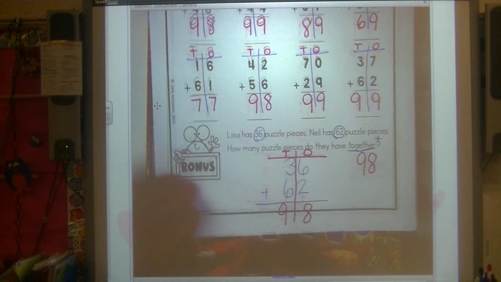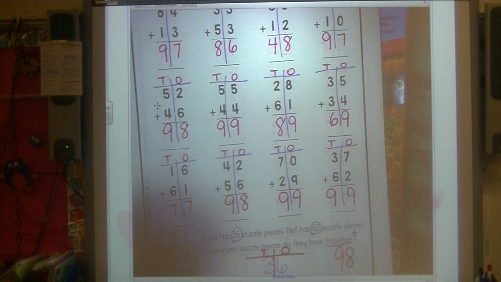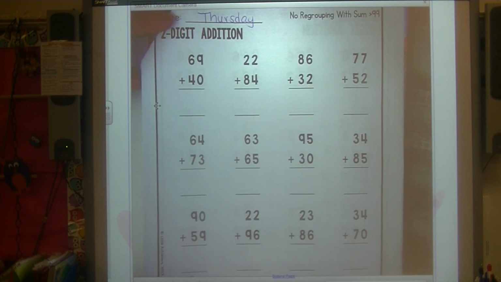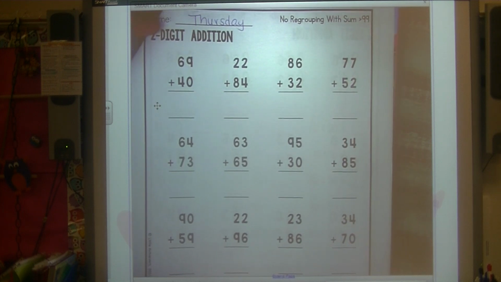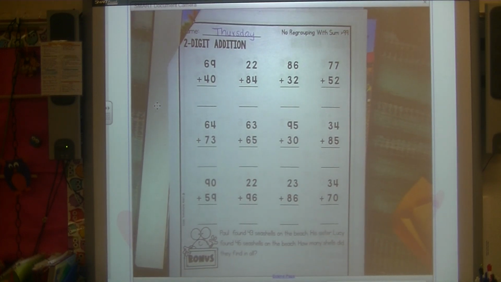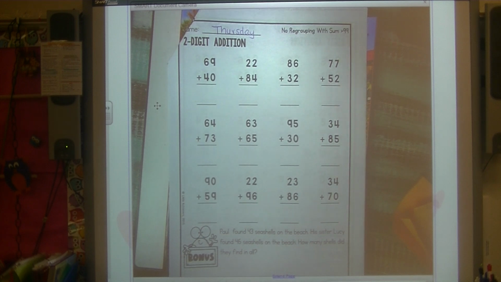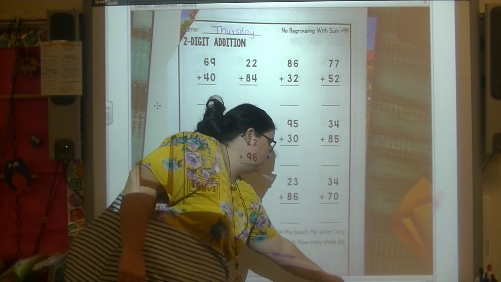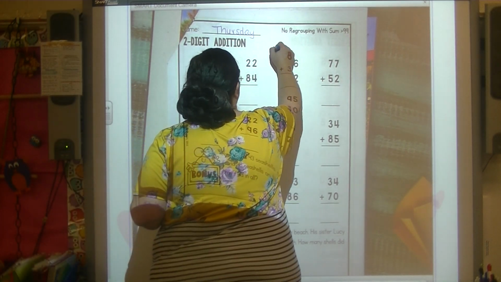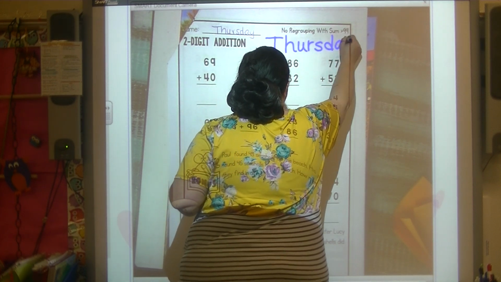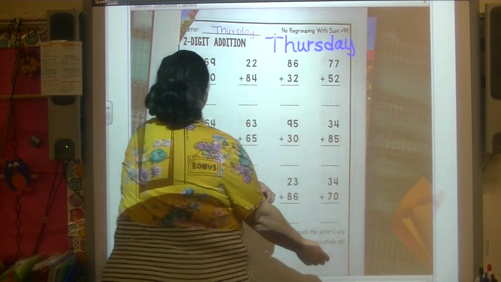All right, now today for practice, you're going to pick up the whole packet and turn it over. Let me make it smaller so you can see the whole thing. I've written Thursday at the top. I'll make it a little bigger so you can see what Thursday looks like. You can write it on your paper so you know you have the right one. I've also taken a picture and attached it.